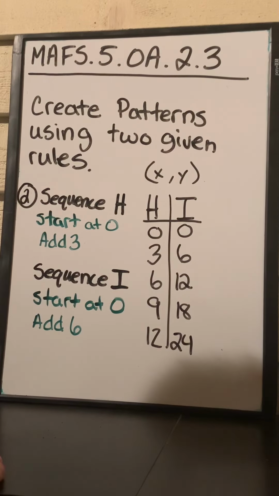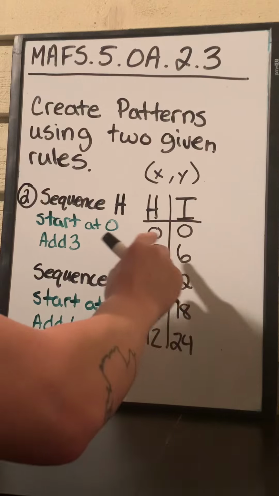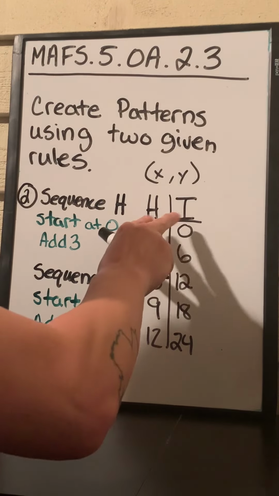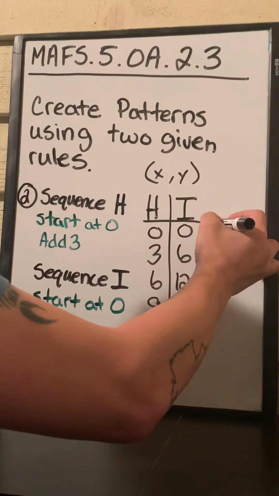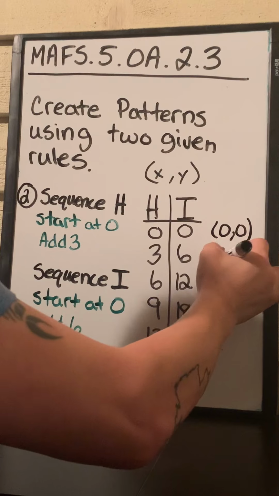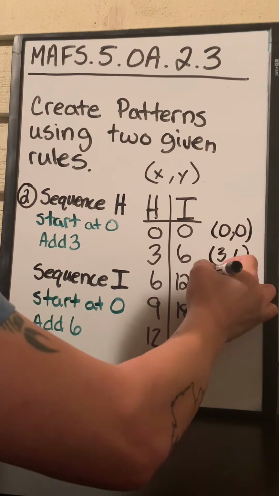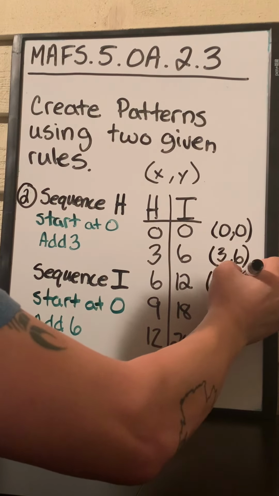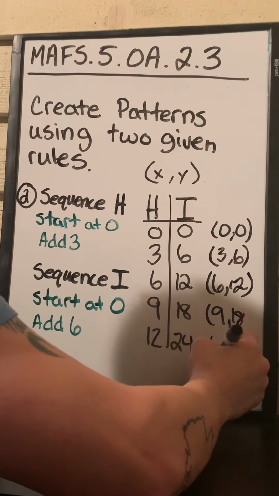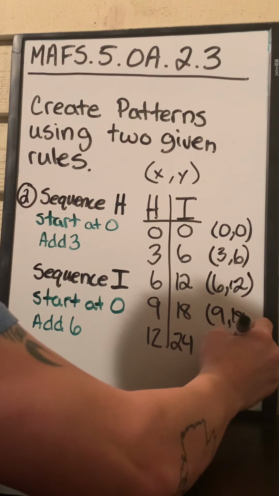Now, just to clarify, these also create corresponding terms going across from each other. They are related and these make ordered pairs. So this first one would be 0, 0. This one would be 3, 6. This one would be 6, 12. This one would be 9, 18. This one would be 12, 24.